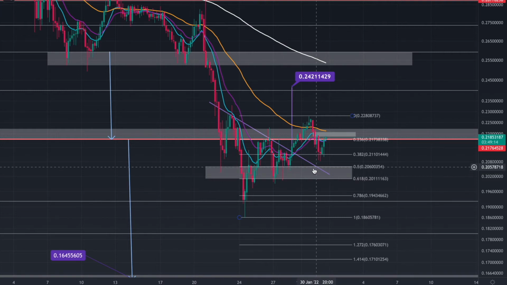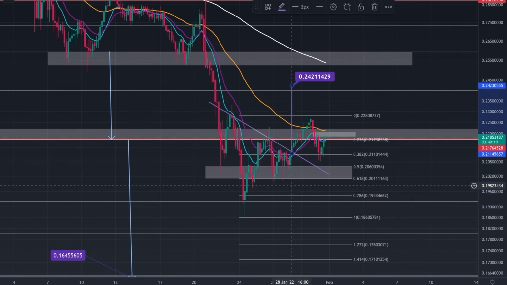So as long as we're above this golden pocket and we broke out of this descending triangle, we should have actually broken downwards. It broke up bullish. So as long as you're above this 382, we should come up now and meet this target.